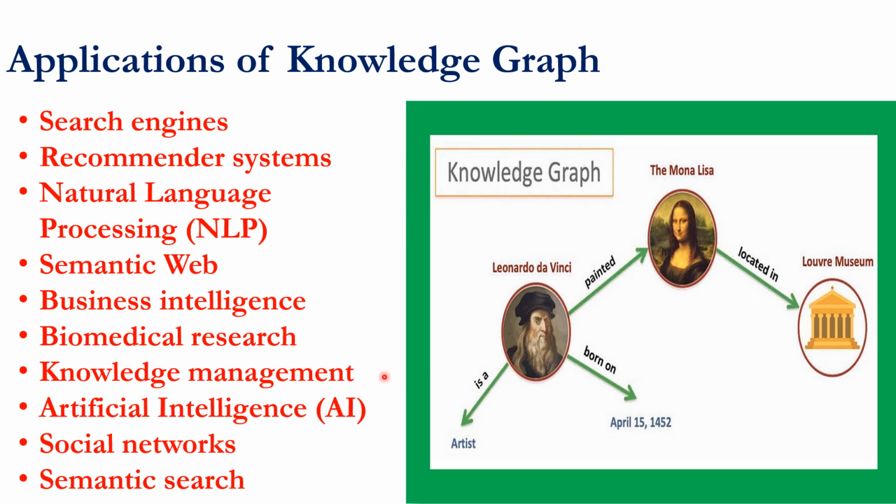Then social networks. Social networks such as Facebook and Twitter use knowledge graphs to understand the relations between users, groups and content, which allows them to create personalized news feeds, targeted advertisements and insights into user behavior. And finally, semantic search. Knowledge graphs are used to improve semantic search capability, which enables users to perform queries that are more natural. These are just some examples of the many applications of knowledge graphs.